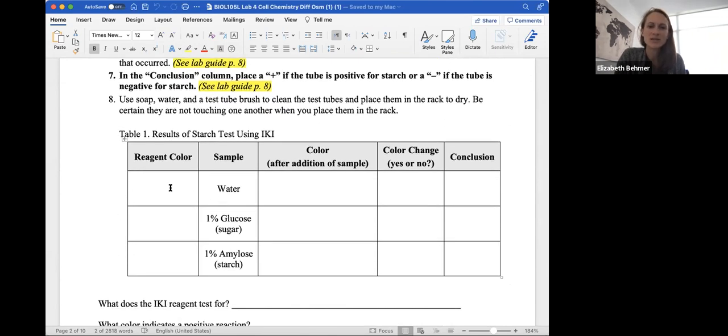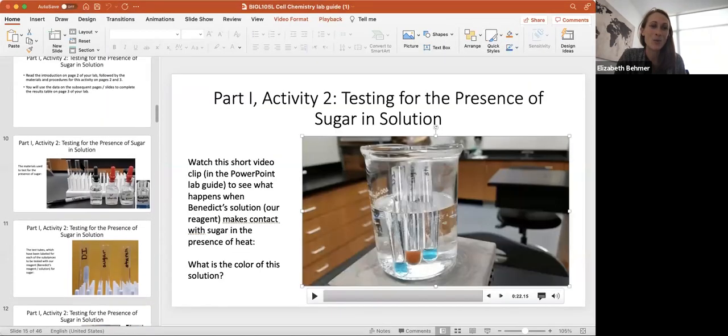So table 1, you'll need to put the reagent color, which will always be the same. That'll be the reagent color, which is IKI. And then you'll show the color of the sample after you add the sample. And then you'll just say yes or no, a color change. And then the conclusion means you'll put positive or negative if a starch is detected. So what I mean by that, let's take you through a little bit of activity 1.